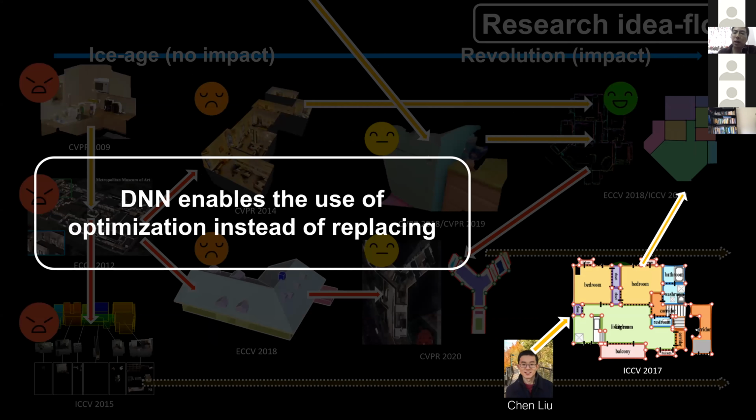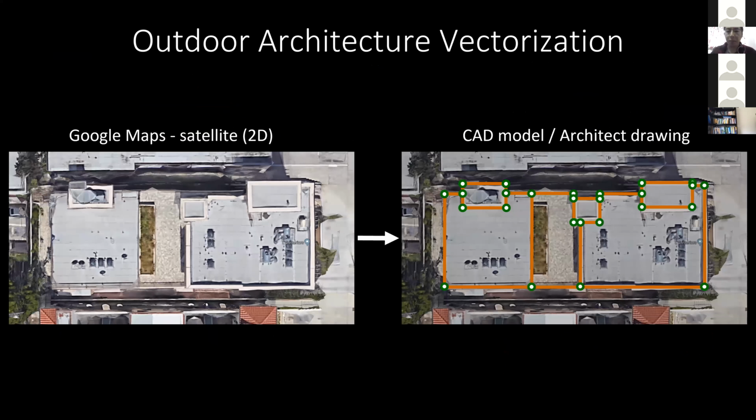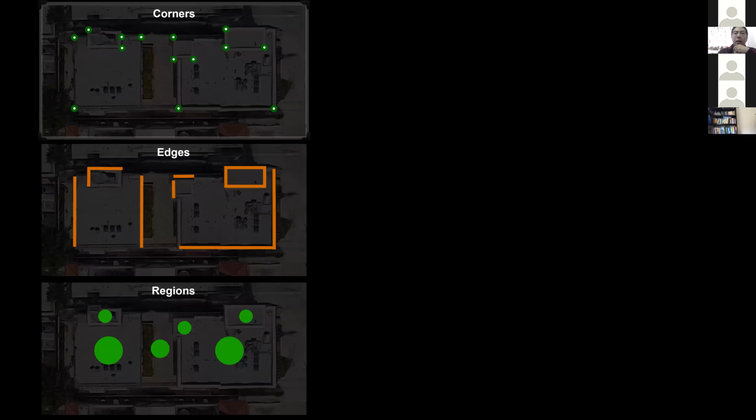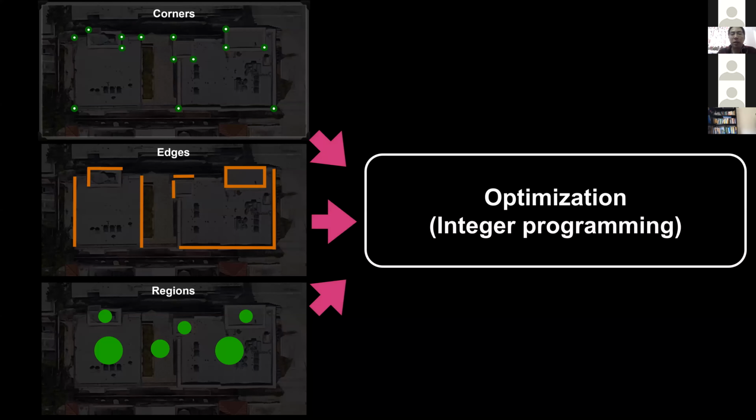And this one, out of nowhere: DNN enables use of powerful optimization instead of replacing optimization. So let's pick the outdoor architecture reconstruction, vectorization. Take a Google Maps image, then make this kind of a planar graph. What the paper proposed was essentially the procedure of detecting these primitives, corners, edges, or regions, and then using some optimization procedure to solve the final planar graph.